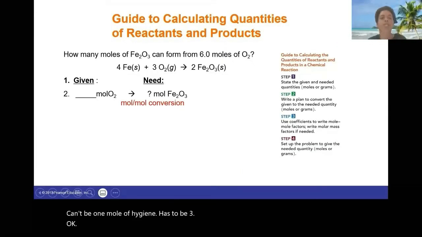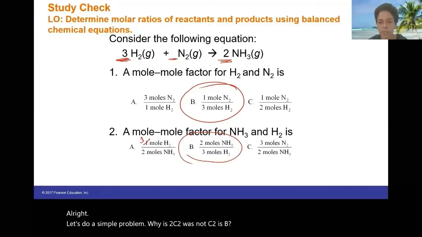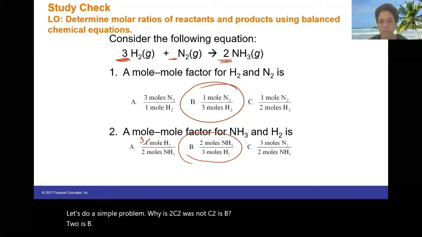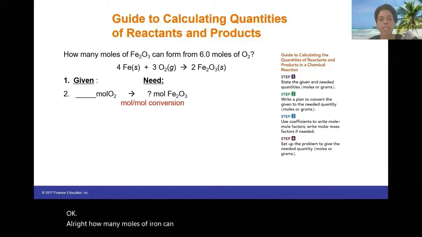All right. Let's do a simple problem. Why is 2 C? 2 was not C, 2 was B. 2 is B. Okay. All right. How many moles of iron can be formed from 6 moles of oxygen?